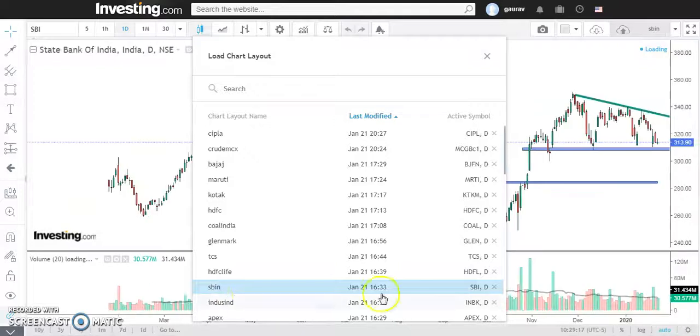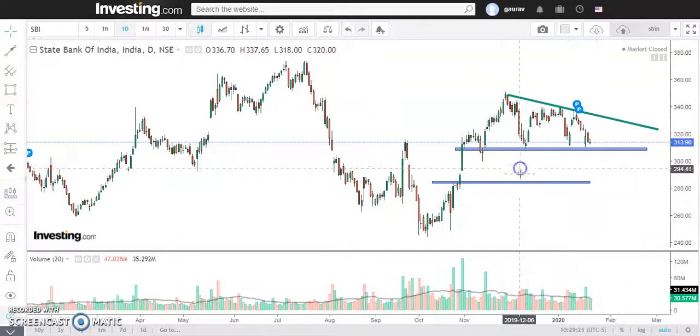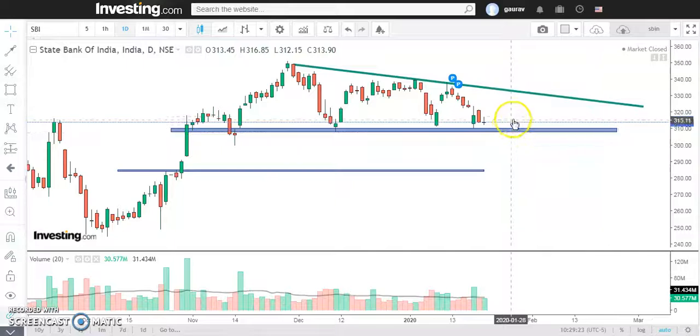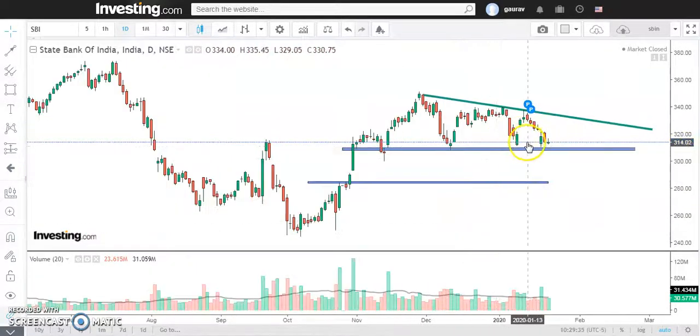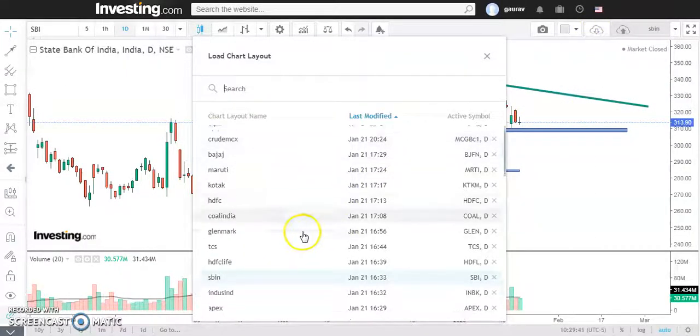SBI is another stock which is making a descending triangle. So I recommended selling at 315. So basically intraday it gave 3 rupees. So if we break on closing basis and sustain below 308, we can move toward 288, and the structure looks weak, you can use intraday resistances for selling. So you can keep them in your watch list.